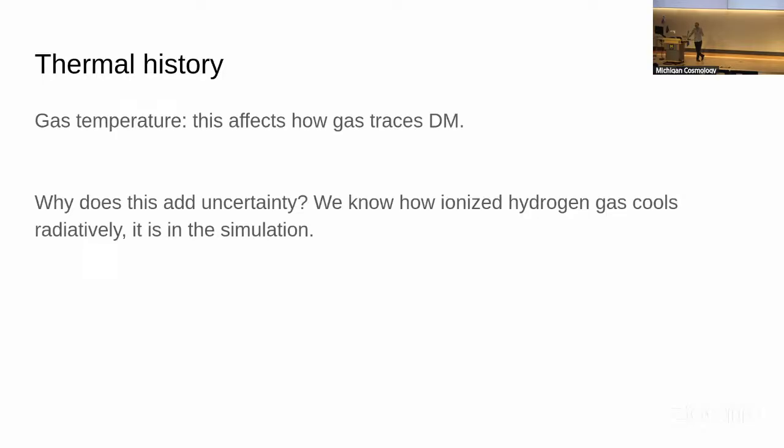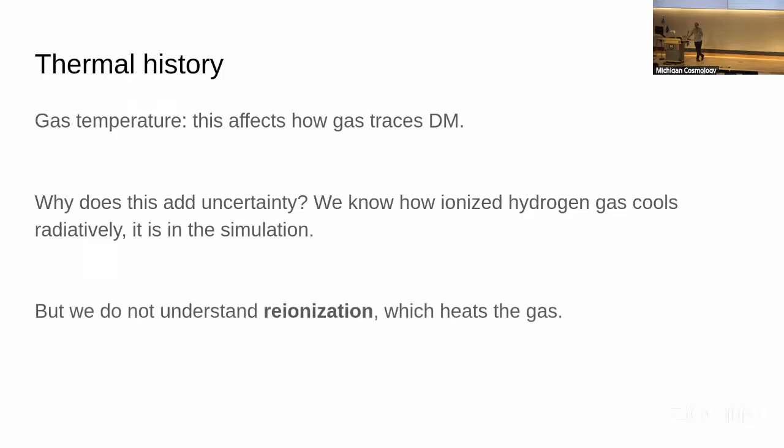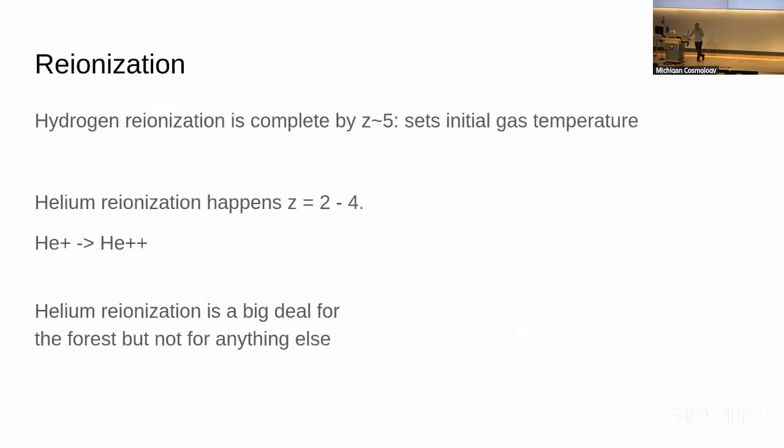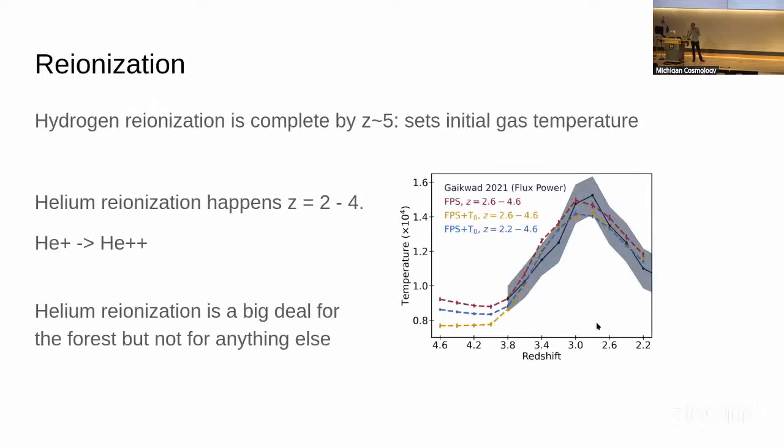Okay, so yes, we do know how hydrogen cools, right? We're good at that. What we do not know is reionization, right? So we do not know how reionization heats the gas. Specifically, the hydrogen reionization completes before we start looking at the forest. So it sets the initial gas temperature at the highest redshift of the forest. The thing that we don't know about is helium reionization, which is where singly ionized helium goes to doubly ionized helium. This causes the gas temperature to shoot up at about this redshift and then drop once it's finished and everything cools. So understanding this process of helium reionization is what allows us to set the gas temperature and is the thing that we have to marginalize over.